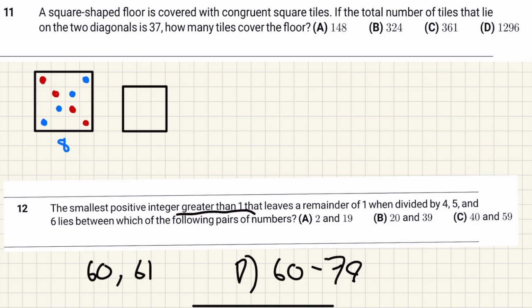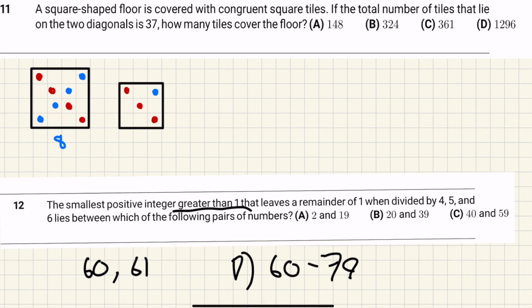4 red, 4 blue. But now if we look at the 3x3 case, when you draw one diagonal, it actually overlaps with the other diagonal, which means that you have two diagonals of the same length, which is an even number, but then they overlap, so you have to take away one, so it's going to be odd. Okay. So when you have an odd by odd, in this case 3x3, you're going to get an odd number of diagonal tiles. So 37 is quite clearly an odd number.